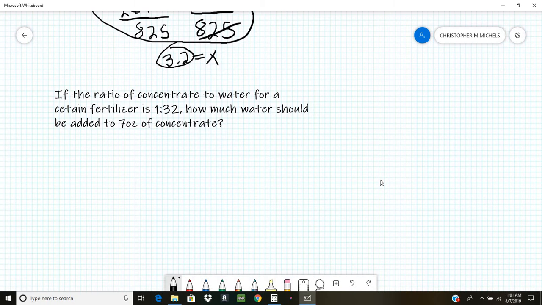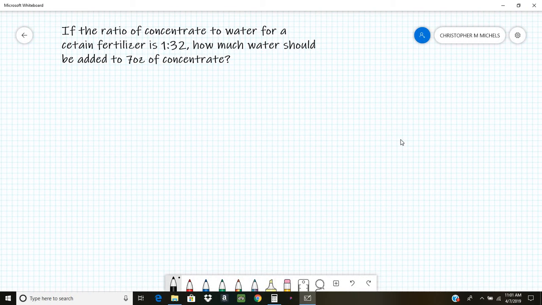Let's go to the last one here. This one is the same as the other problems. I just gave it to you in a little bit different format. I'm being a little bit more secretive about how to set it up. They said if the ratio of concentrate to water for a certain fertilizer is 1:32, how much water should be added to 7 ounces of concentrate? There are some key words here. First and foremost, this 1:32, we know that translates to 1/32. And then we got 7 ounces as the other number.